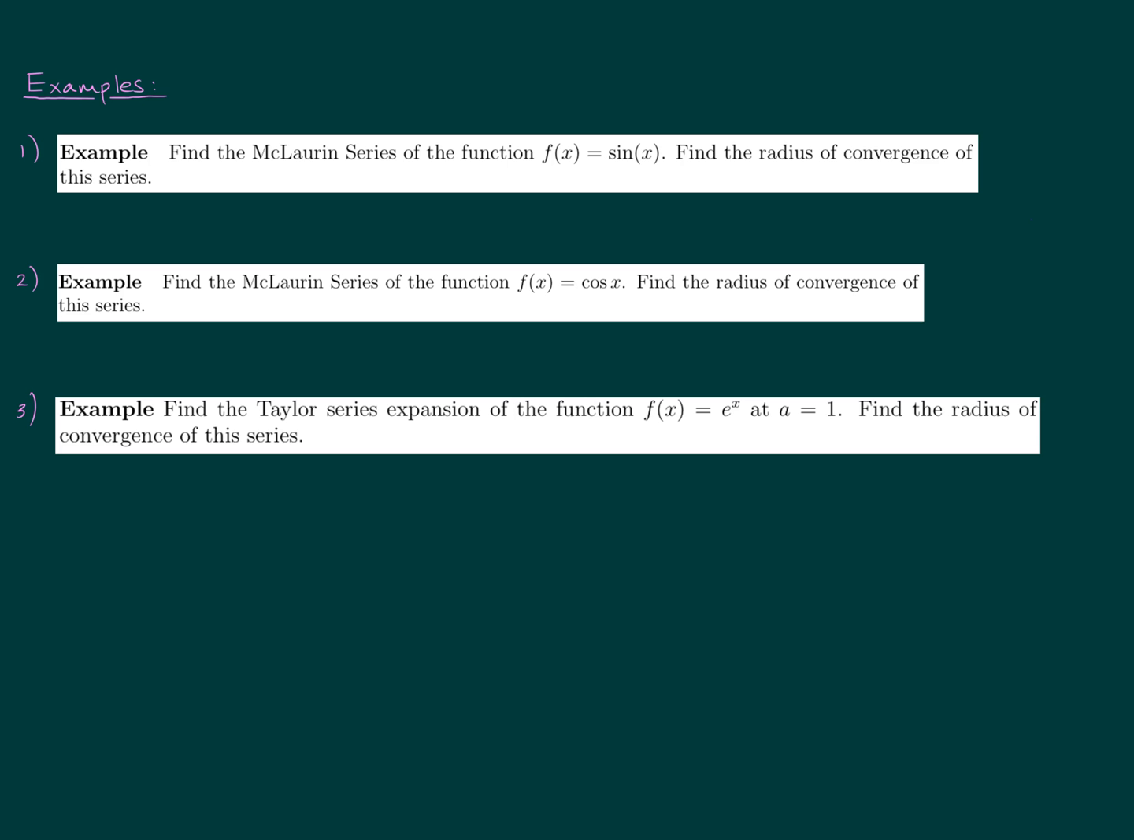Okay, so let's take a look at a couple of examples. So we have: find the Maclaurin series of sine x, find the Maclaurin series of cosine x, and find the Taylor expansion at 1 of e to the x. And in all cases, we're asked for the radius of convergence. Okay, so to find these Maclaurin series and this Taylor series, we need to find a formula for, in the case of the Maclaurin series, f differentiated n times and evaluated at 0. This will require finding some kind of pattern in the derivatives, as we can't compute every derivative individually by hand. This would, in a very literal sense, take forever. So let's start off with sine x and see what I mean when I say finding a pattern in the derivatives.